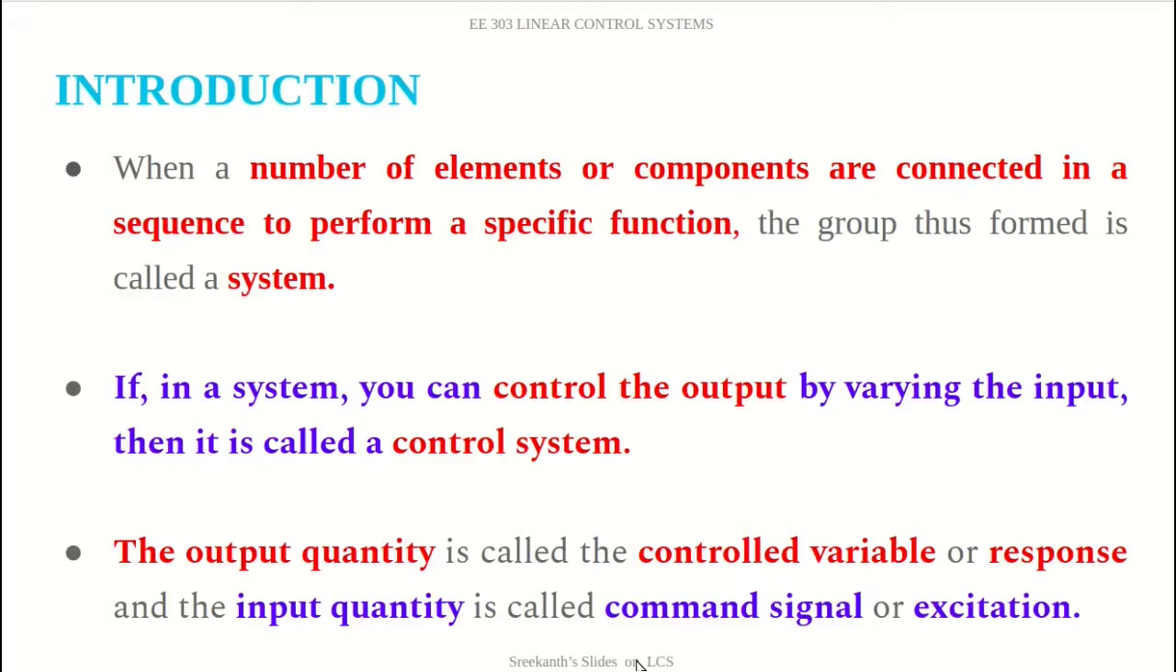Now there are several names for the output signal. A few of them are as follows. Output quantity is also known as the controlled variable, the variable that is getting controlled, or the response of a system. And the input quantity is called the command signal or excitation. So if you give an excitation to a system, it produces a response. Or if you give a command signal to a system, it produces a controlled variable.